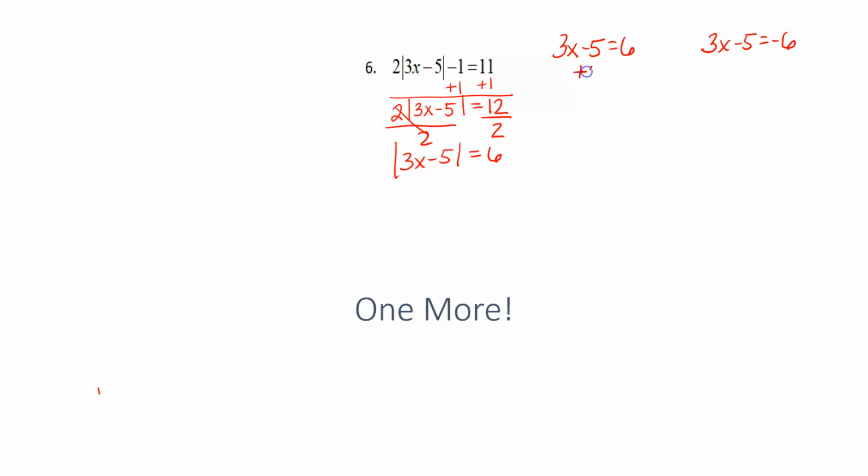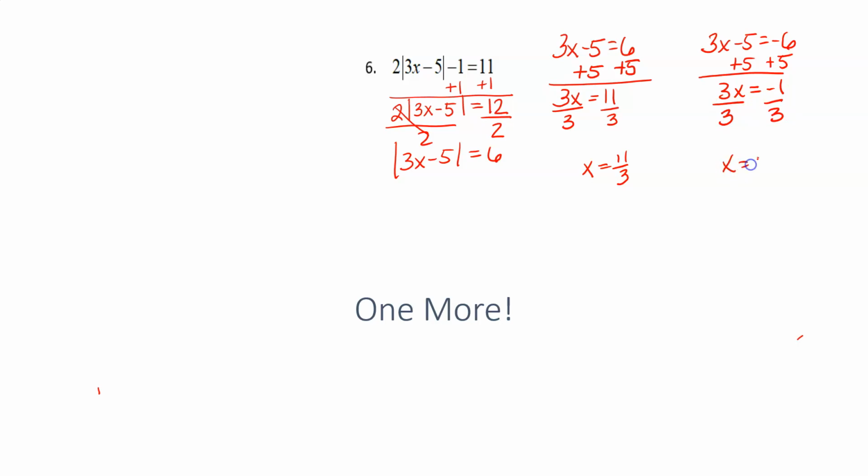Let's start over here by adding 5 to each side. So I have 3x equals 11. So x is 11/3. Here I'm going to add 5. So I have 3x equals -1. I'm going to divide by 3. X is -1/3. So my solutions are -1/3 and 11/3. Okay, that's it for today.